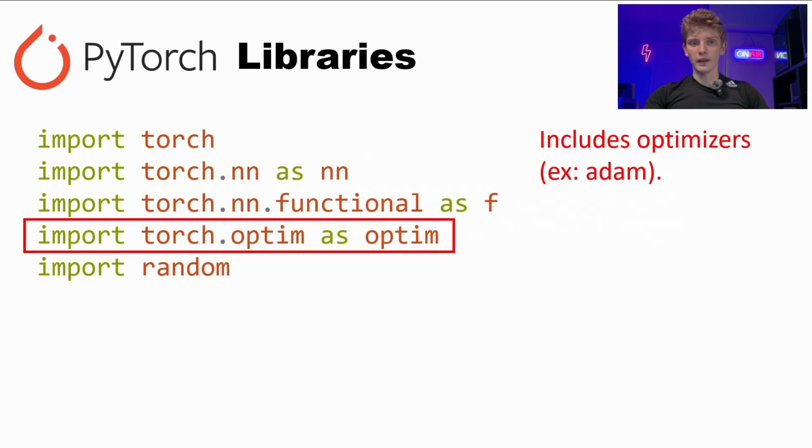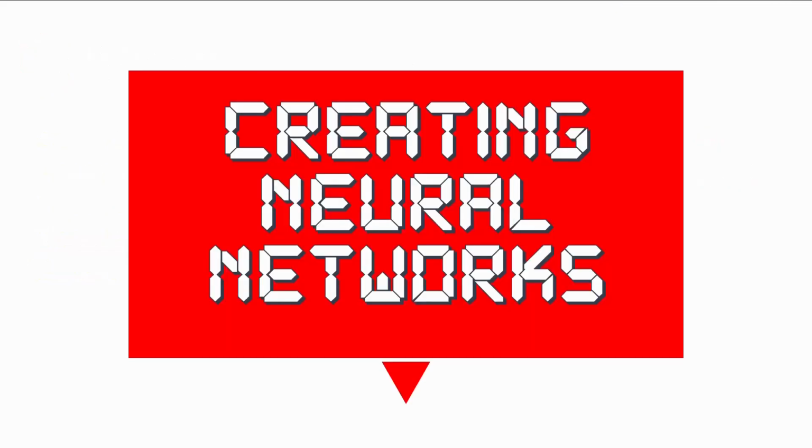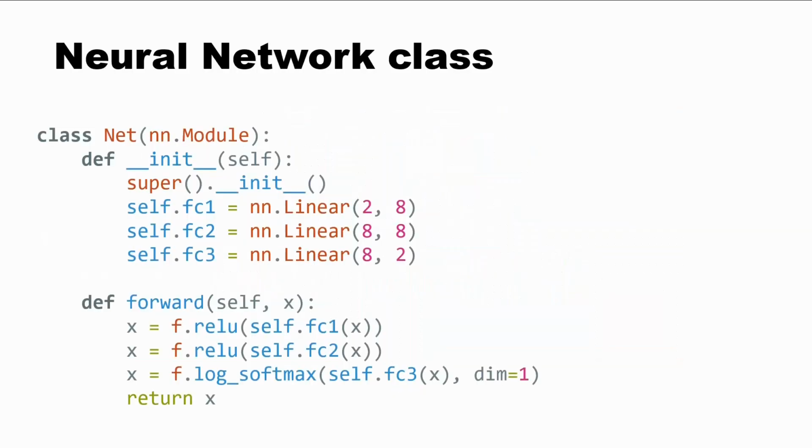And we use the name optim to refer to torch.optim, which refers to our optimizers. Now, of course, this last library that we import is not a PyTorch library. Import random, we're just using the random library to create random training data. So next we'll see how we can actually create our own neural networks.